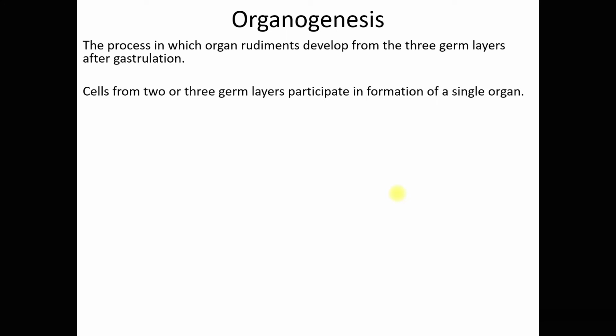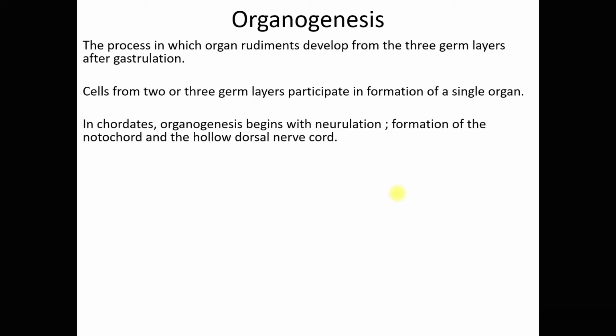So, what happens in organogenesis? Cells from two or three germ layers participate in the formation of a single organ. For example, one organ can be formed from cells that came from two germ layers, or maybe from all three germ layers. So cells from all three germ layers interact to form a single organ.